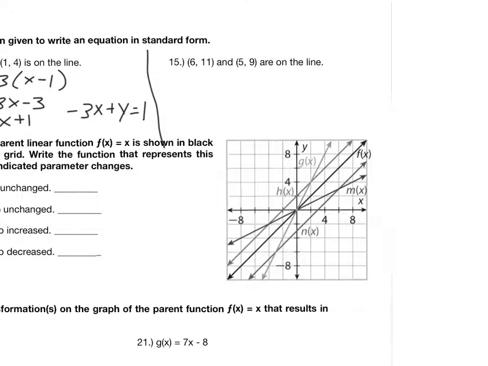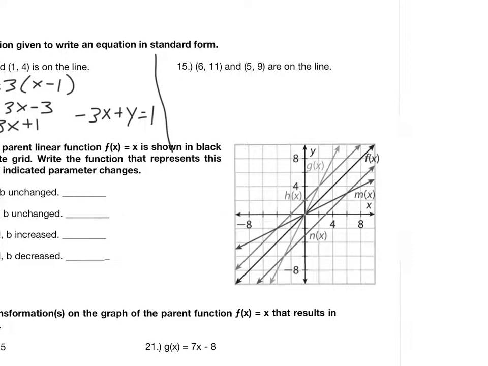If we're given 2 points, we are going to first need to find our slope. So how do we find slope? Well, remember, slope is y2, 9, minus y1, 11, over x2, 5, minus x1, which is 6. 9 minus 11 is negative 2, and 5 minus 6 is negative 1, so our slope is going to be positive 2. Now, just choose any of the points, so I'll choose the first one.